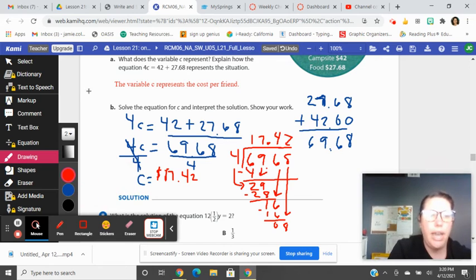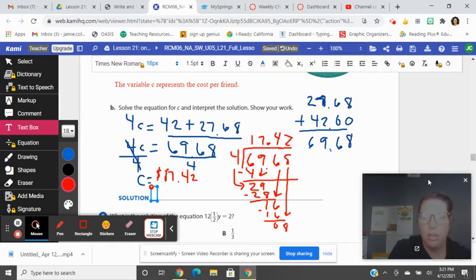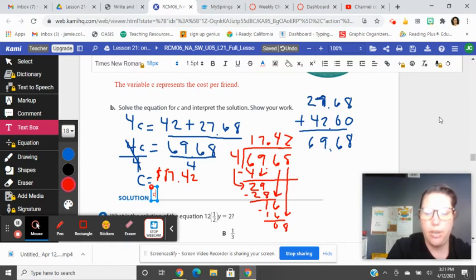Okay, let me use the text box so you guys can see that a little better since my pen is not nice. Okay, C equals my money sign and then $17.42.